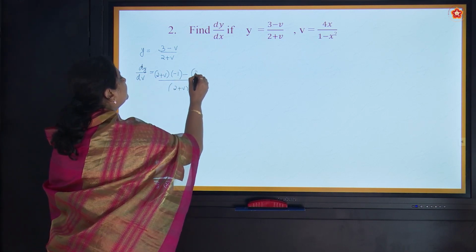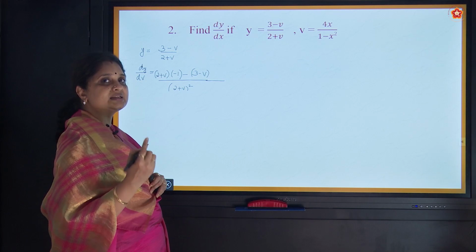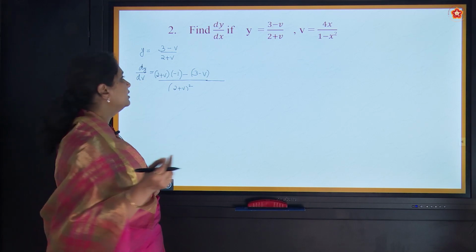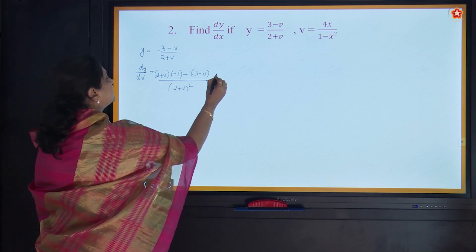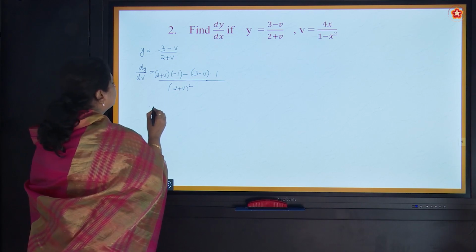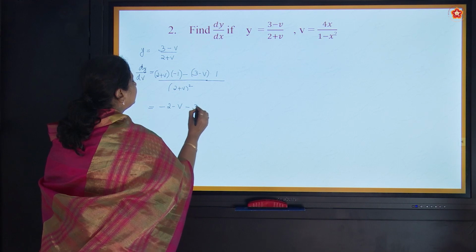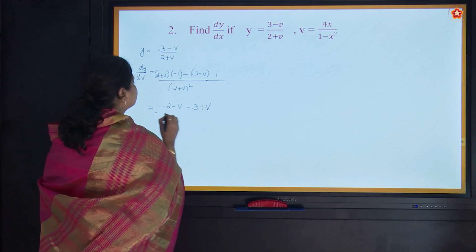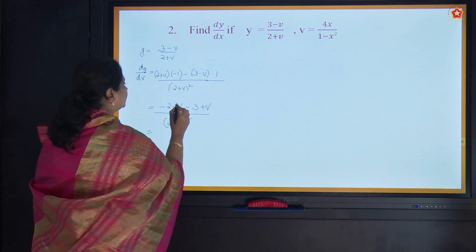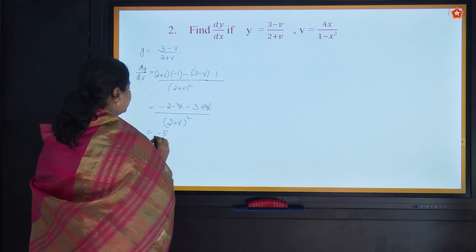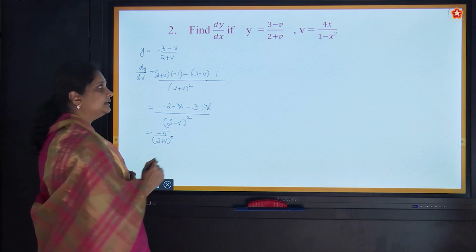Minus. Now the numerator is kept unaltered and the denominator is differentiated. 2 plus v on differentiation will give you 1, because 2 is a constant term which gets nullified on differentiation, and v on differentiation gives you 1. So this is equal to minus (2 plus v) minus (3 minus v), when we open the brackets up, over (2 plus v) the whole square. So we have minus 5 by (2 plus v) the whole square. This is our dy by dv.